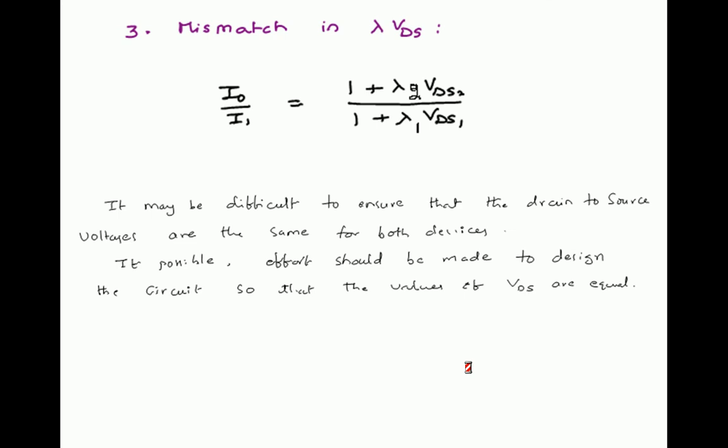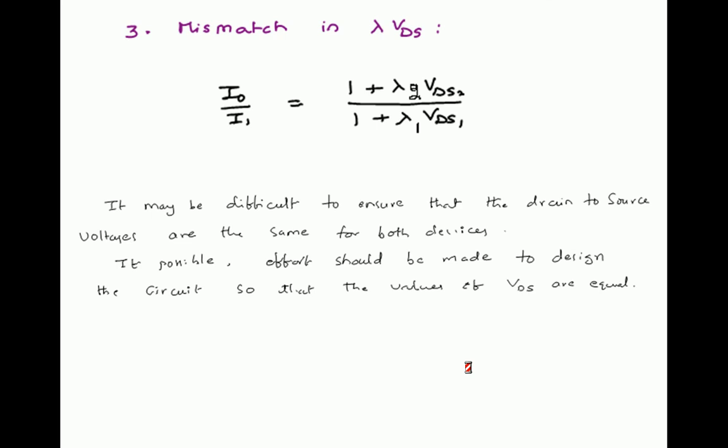Normally, lambda into VDS is the product. Out of that, we cannot change the value of lambda; the only thing is that the VDS value can be controlled. So if possible, effort should be made to design the circuit such that the values of VDS are equal. In the circuit, VDS1 is equal to VDS2, we can make that happen, but we cannot change lambda 1 and lambda 2.